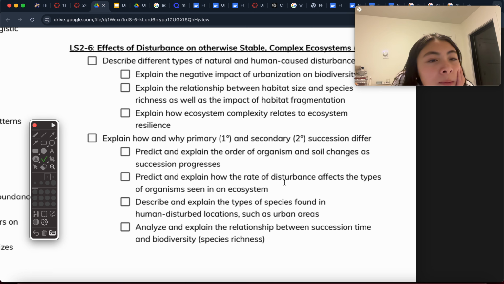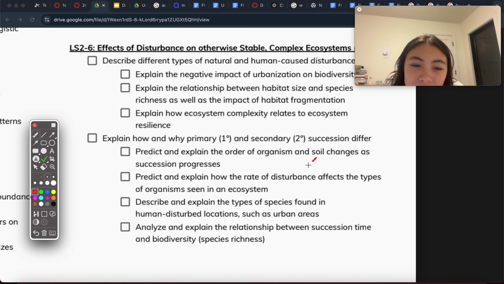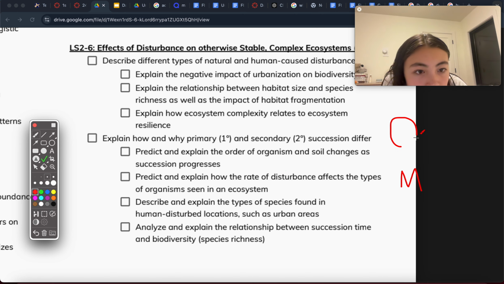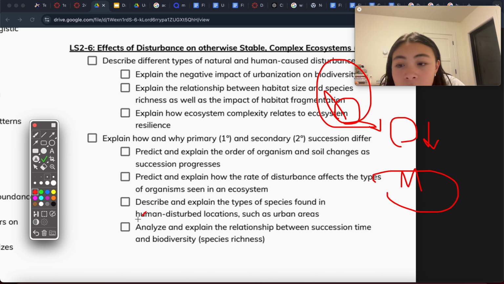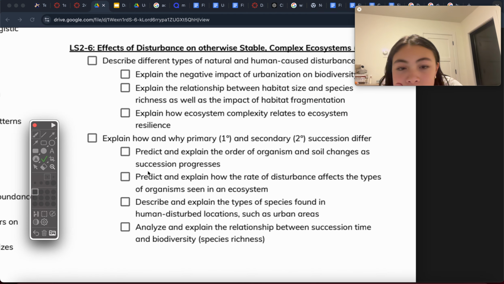Well, it will eliminate species if you're considering the complexity. There's more disturbance, so there's less grass, so there's less of these things, which means that this thing might not be able to even exist because there's not enough of these things to support it. So it's kind of like that. I hope that makes sense to you.